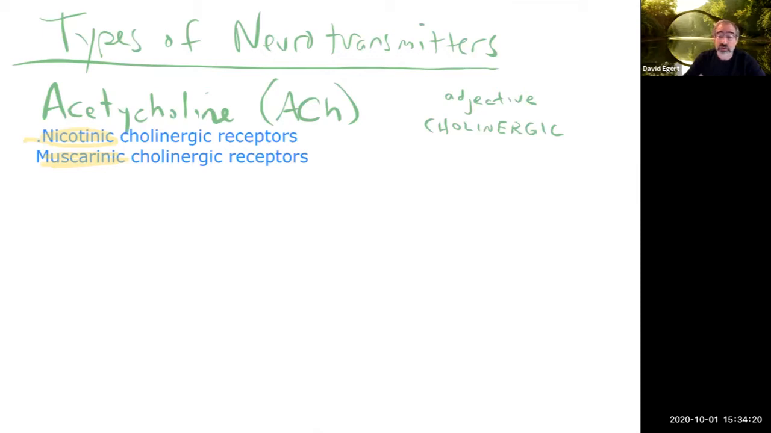Nicotinic cholinergic receptors, you can probably guess from their name, will bind nicotine. Muscarinic cholinergic receptors bind muscarine, which is found in, if you've hiked around much at all on Mount Tam at the right time of year, you've probably seen Amanita muscaria, the mushroom with the big red cap with the little white stars on it. This binds these muscarinic cholinergic receptors.